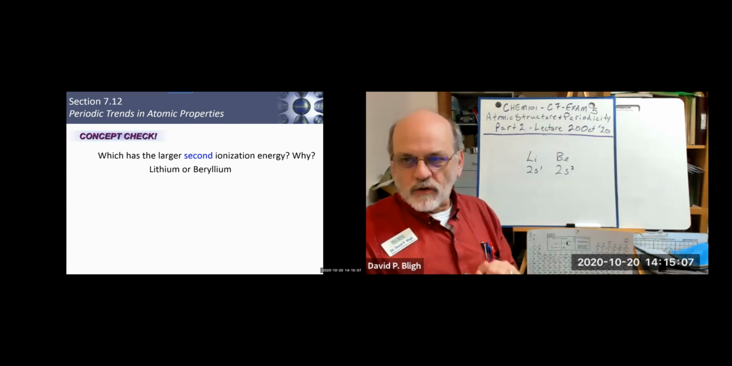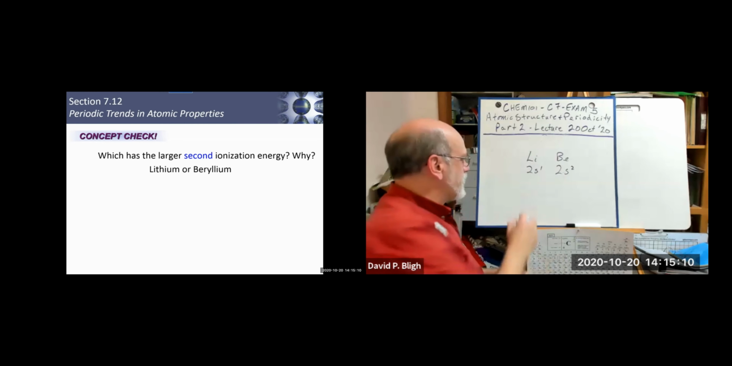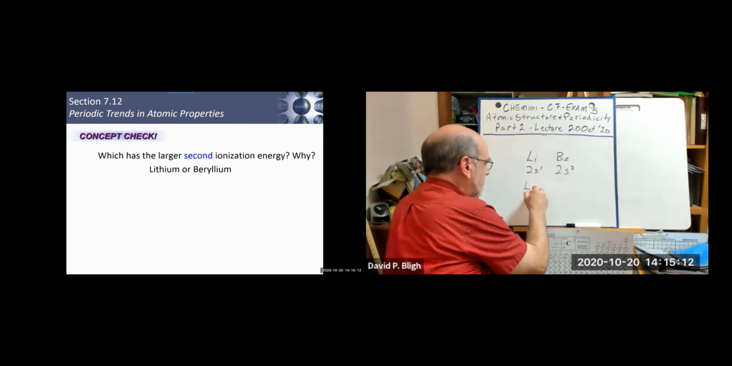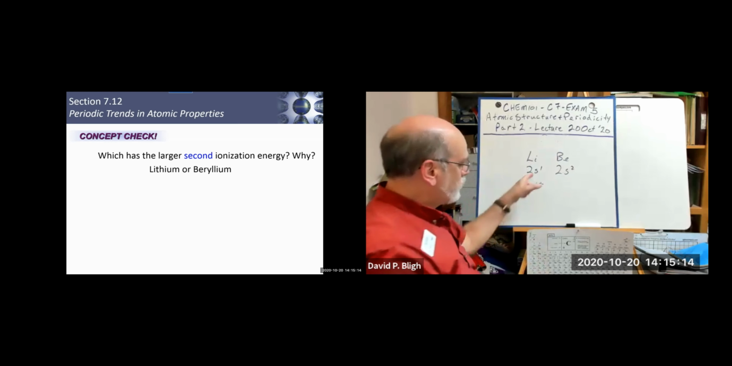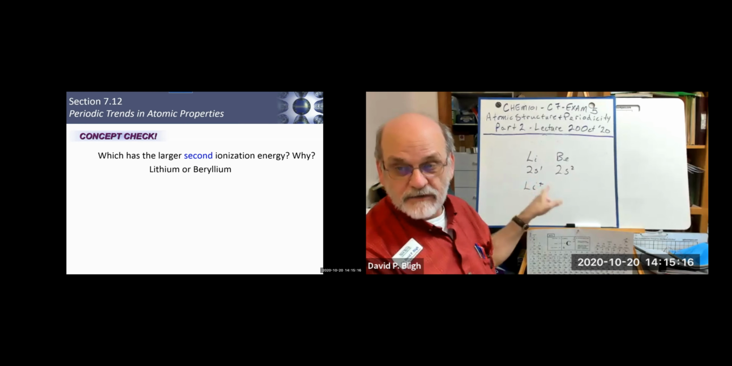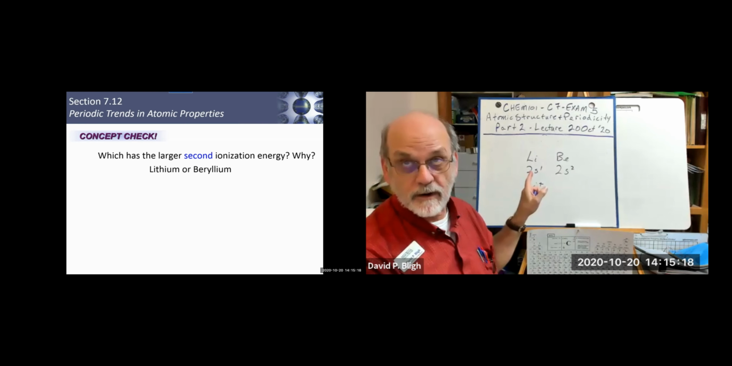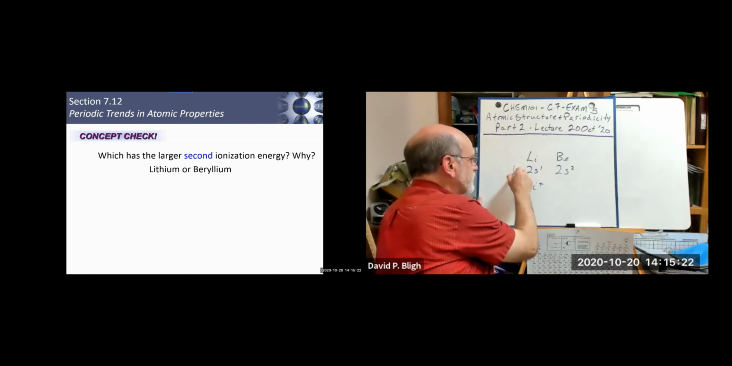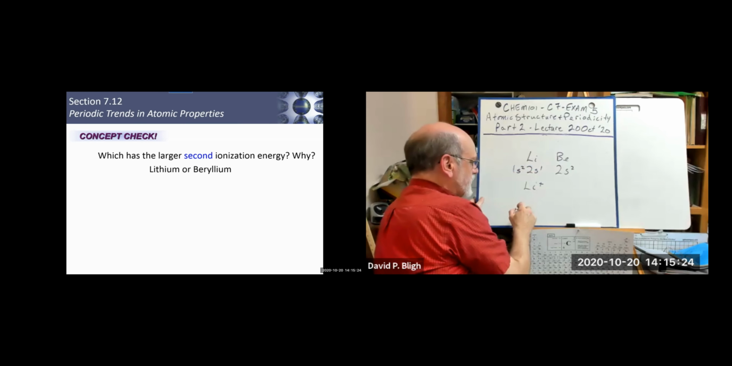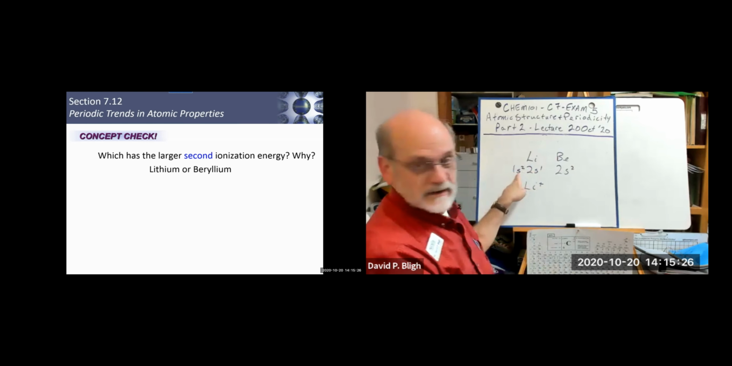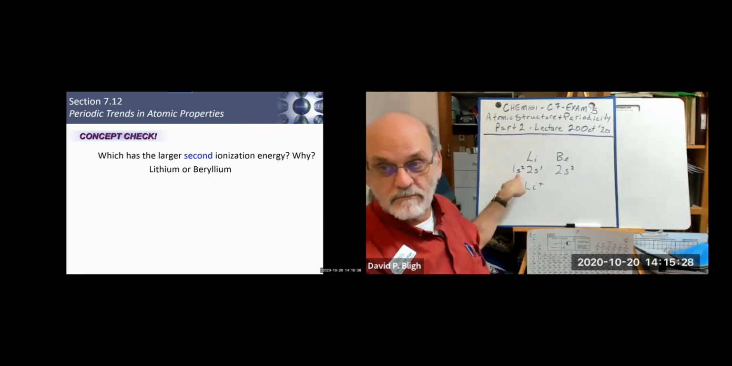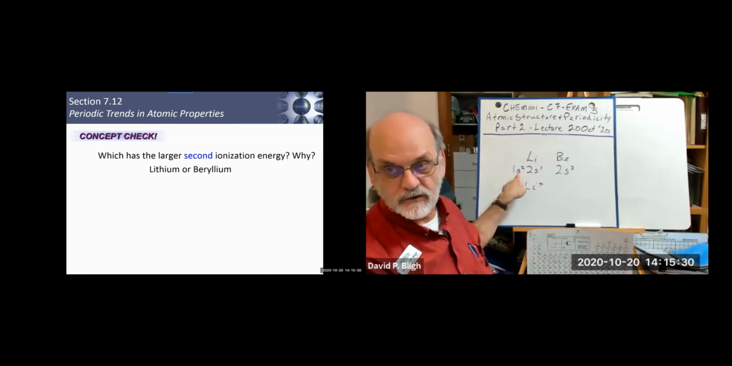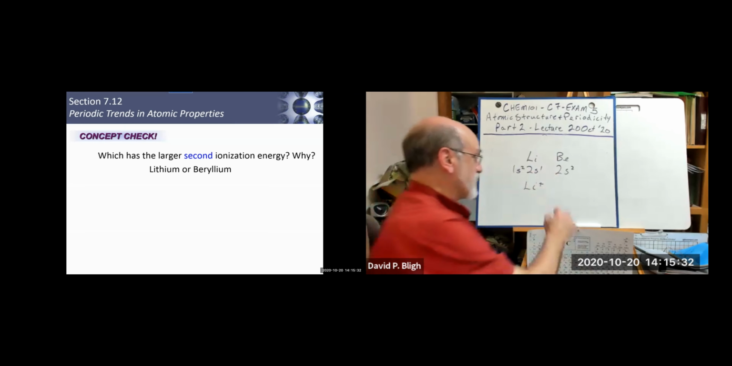So, when you remove 1 electron from lithium, what do you get? You remove that electron. If you try to remove a second one, where is it coming from? It's coming from a 1s. So in order to remove the 1s electron takes much, much more. That's the core electron.